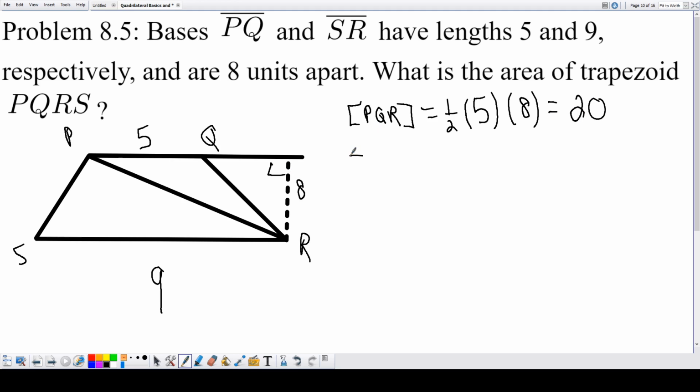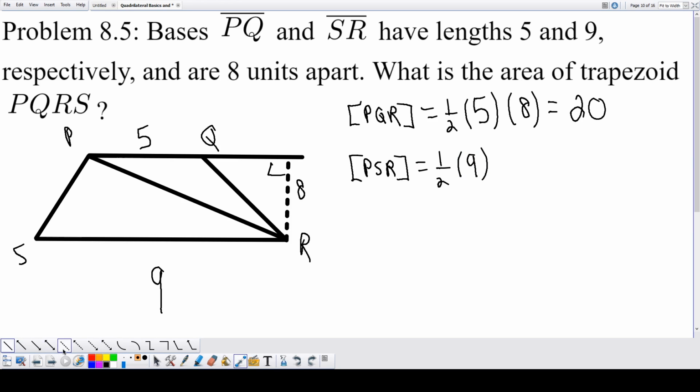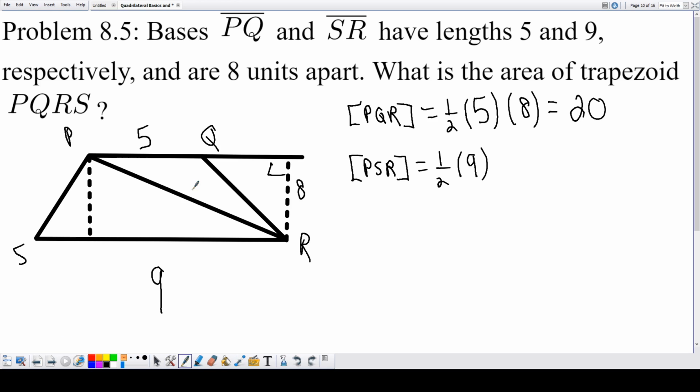Now, if I find the area of PSR, my problem will be done. So we have 1/2. I'm going to say the base is 9. Well, what's the height? It's still just 8, because the height would be drawn from the vertex P to the base, and we know that distance is 8. So, multiply that by 8. Half of 8 is 4, times 9 is 36.